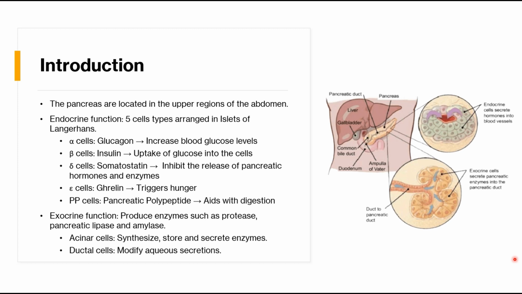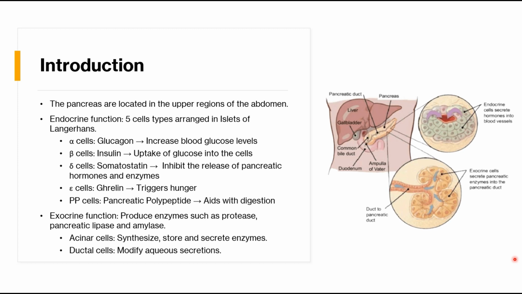Then you have the beta cells, which produce insulin, and that helps with the uptake of glucose into the cells, so that will prevent hyperglycemia or high blood sugar. Then you have the delta cells that produce somatostatin, whose key function is to inhibit the release of pancreatic hormones and enzymes. Epsilon cells release ghrelin, and that triggers hunger. Finally, you have the PP cells or F cells, which release pancreatic polypeptide, and that aids with digestion.